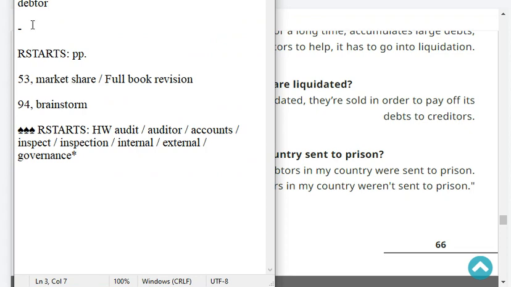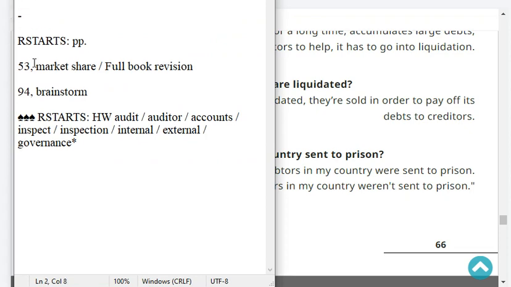Okay, so our reading is at page 94. Lance, Edward, please start with brainstorm. Auditor. Did auditor inspect accounts? Okay. Mhm. Auditor.